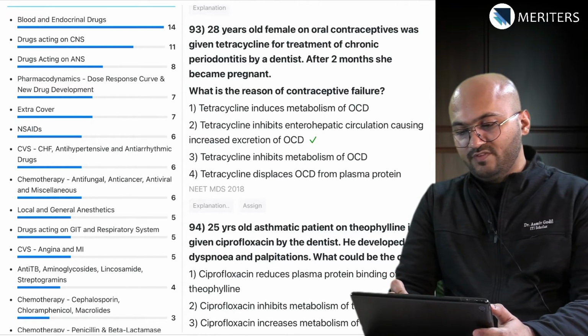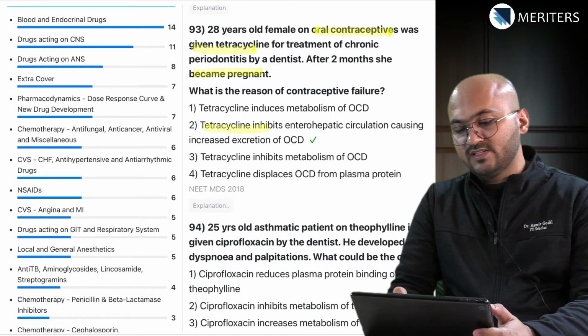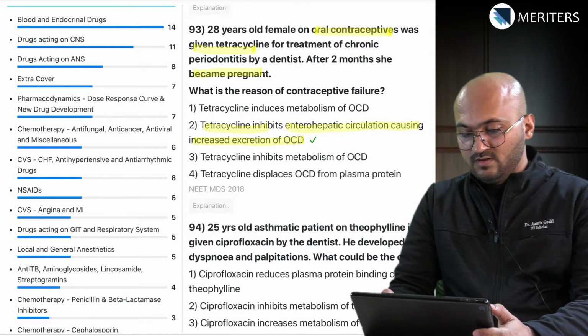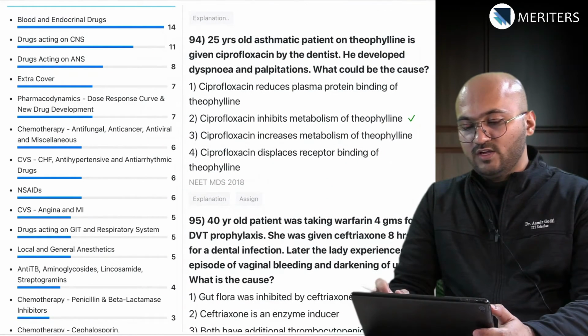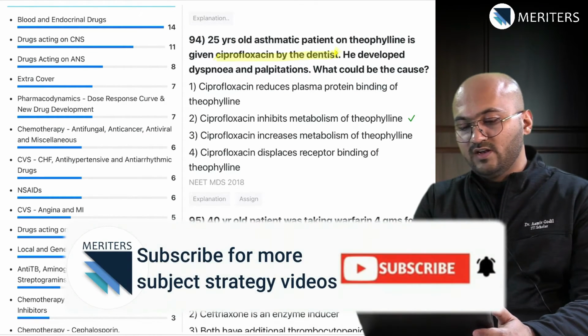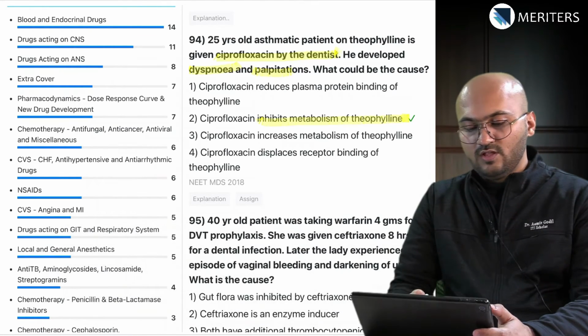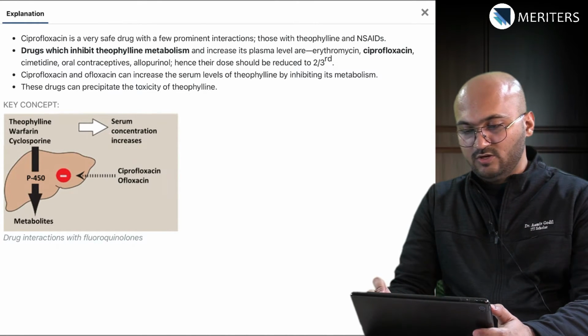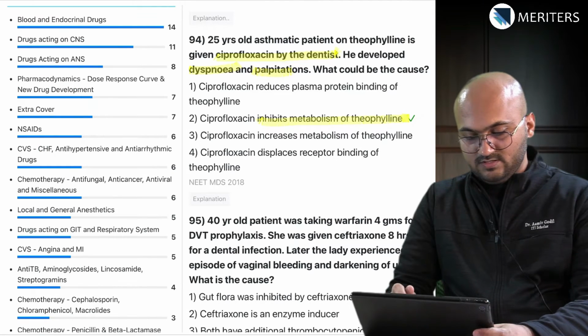A 28-year-old female on oral contraceptive was given tetracycline for treatment of chronic periodontitis. After 2 months, she became pregnant. What is the reason of contraceptive failure? This is important because the tetracycline inhibits enterohepatic circulation, causing increased excretion of the oral contraceptive. Next, 25-year-old asthmatic patient on theophylline is given ciprofloxacin by the patient who develops dyspnea and palpitations. What could be the cause? It is because it inhibits the metabolism of theophylline. This is the mechanism of action. So look at the flow chart, look at the key concept, right? So this is antibiotics.